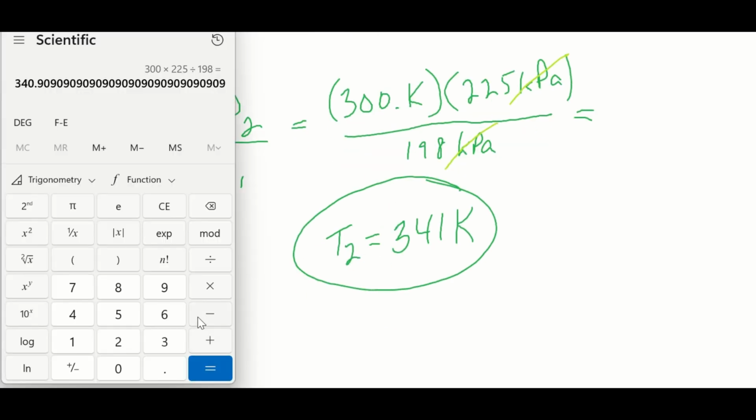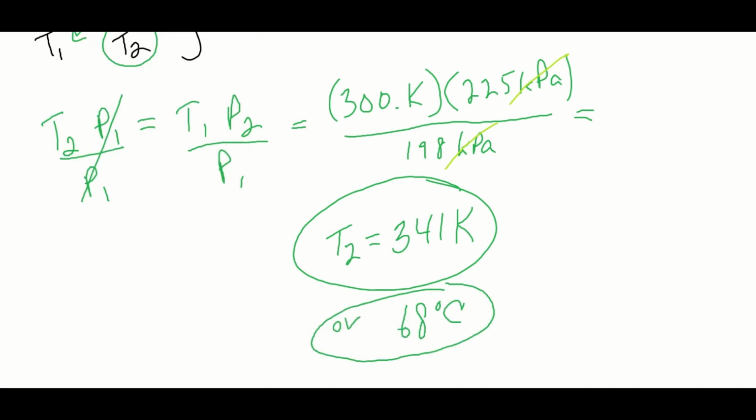And if you want to convert that back to Celsius, you can subtract 273, which is 68 degrees. FYI, you can't have 3 sig figs in your Celsius answer, because 67.9 degrees Celsius really has 4 sig figs on the absolute scale.